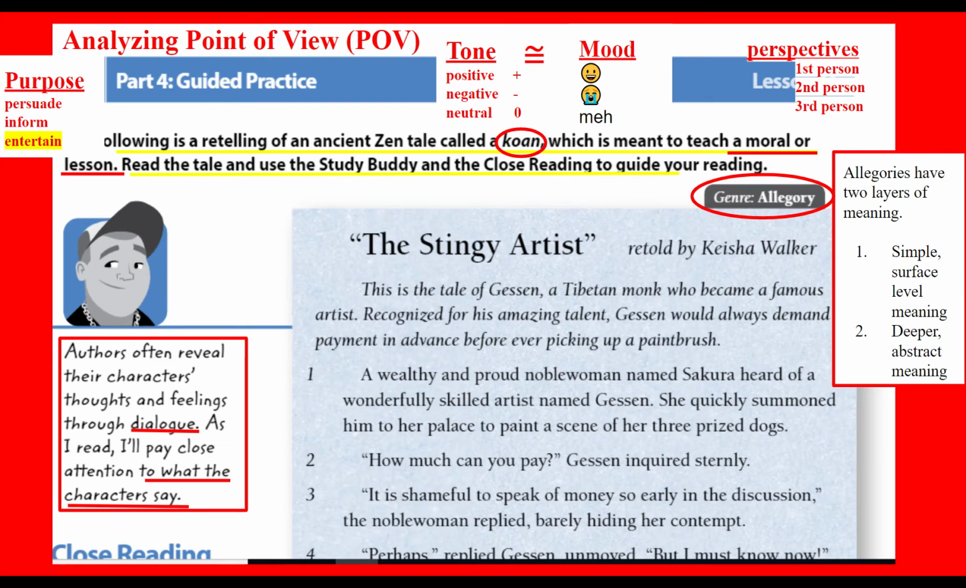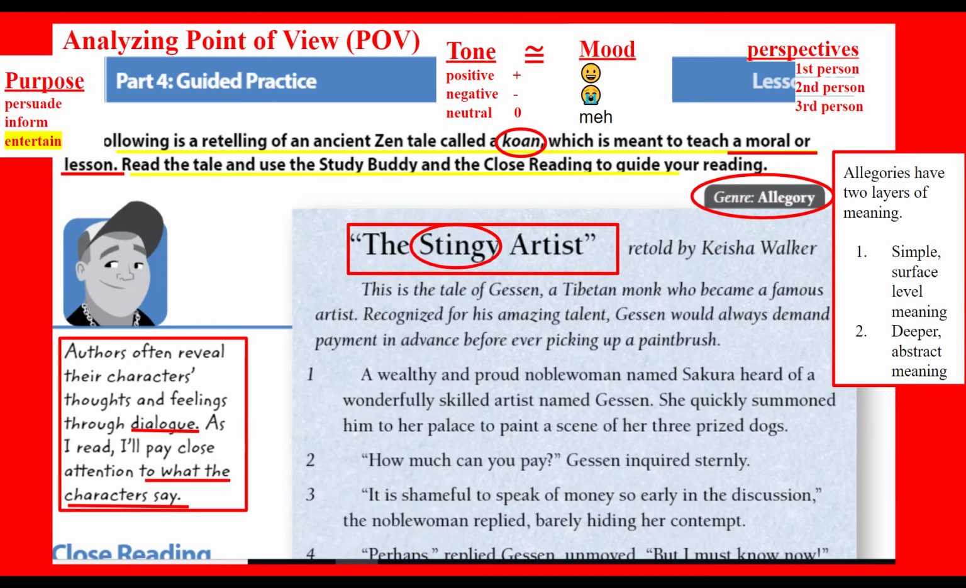Okay, so now we've talked about our genre, we've looked at our study buddy. So the next thing we need to do is box in our title. So we always box in our title because we need to pay attention to it. And the title of this story is The Stingy Artist. And we know it's retold by Keisha Walker. So we look at the title because it could potentially help us figure out something about the text. And we can also figure out our word choice and whether or not it has positive or negative connotation, right?